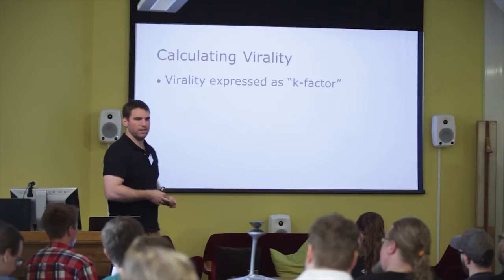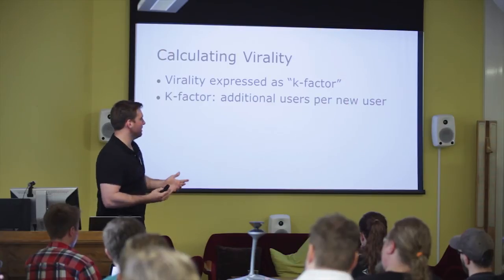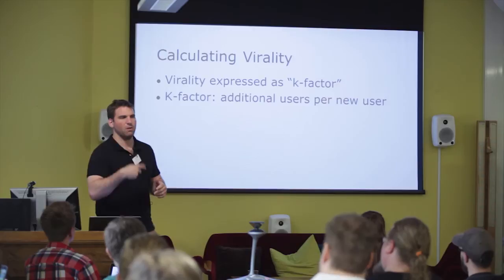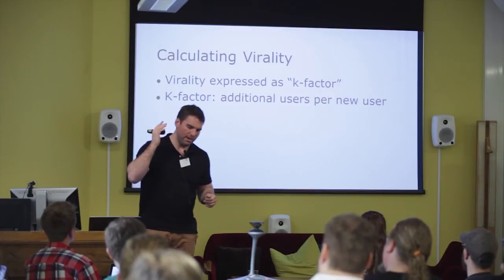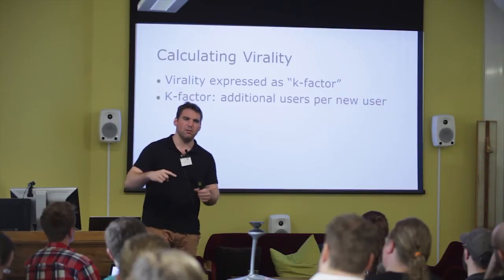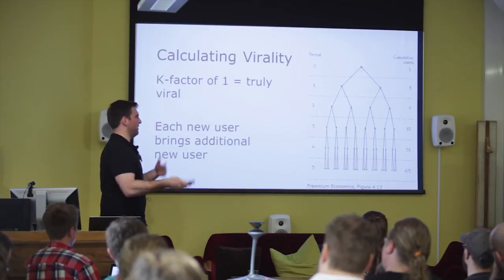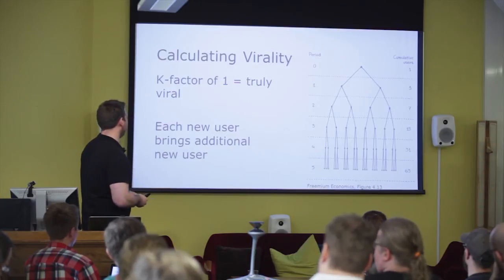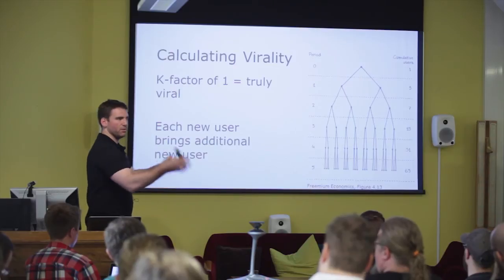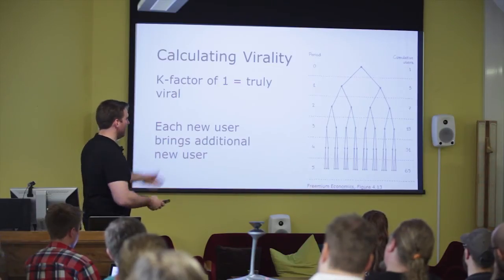So virality is generally expressed in this term called K-factor. And basically that just means the additional users per user you get to a game. So if my K-factor was 1, it means for every user I get, that user brings in another user. So it's effectively 2, right? And this is an illustration of how that might look. This would be a K-factor of 1, which means the game grows exponentially, right? Every user brings in another user, that user brings in another user, and it would grow like this.